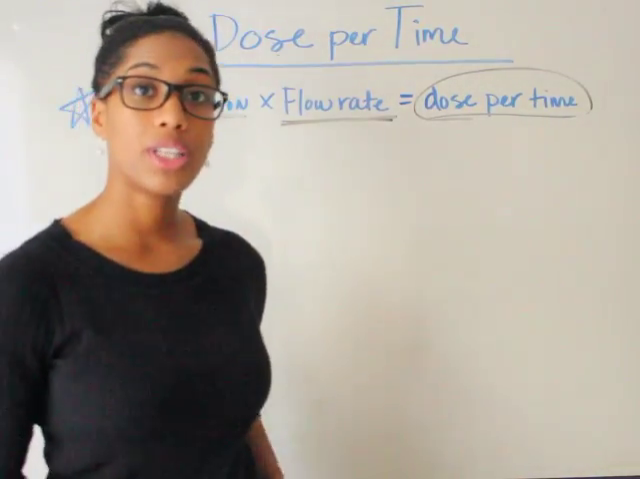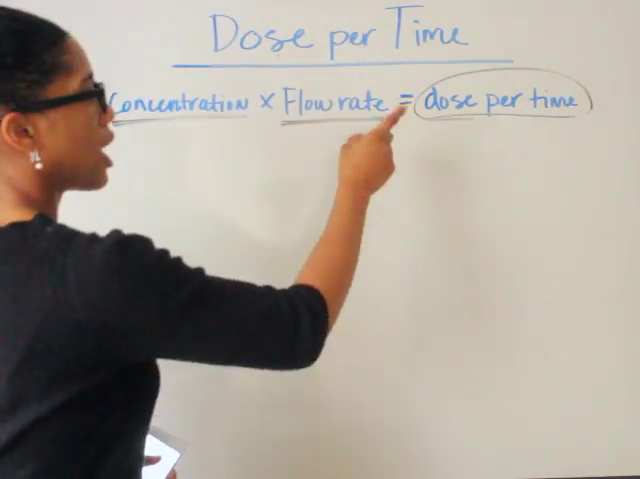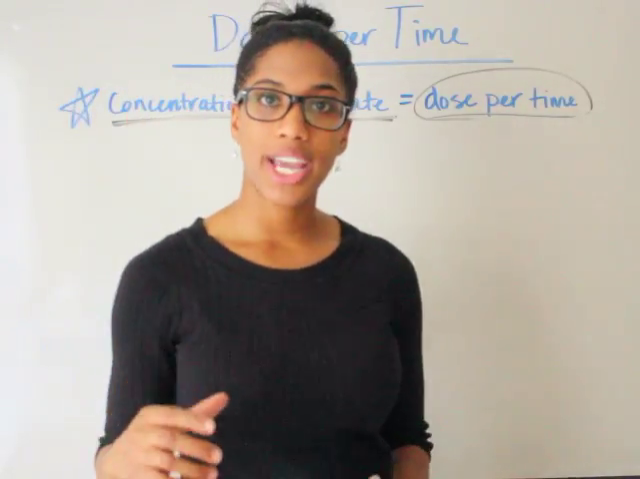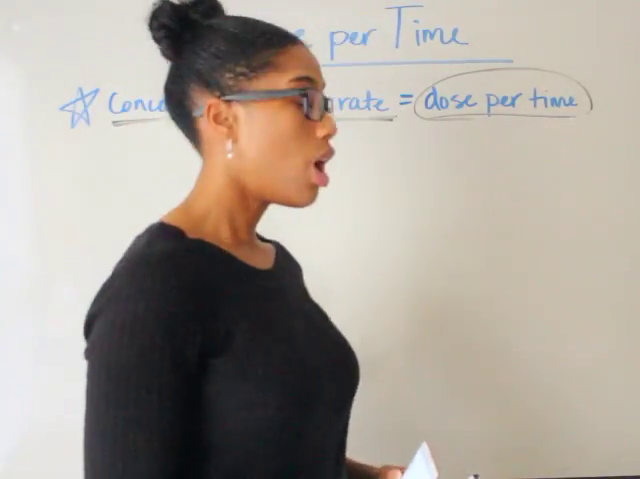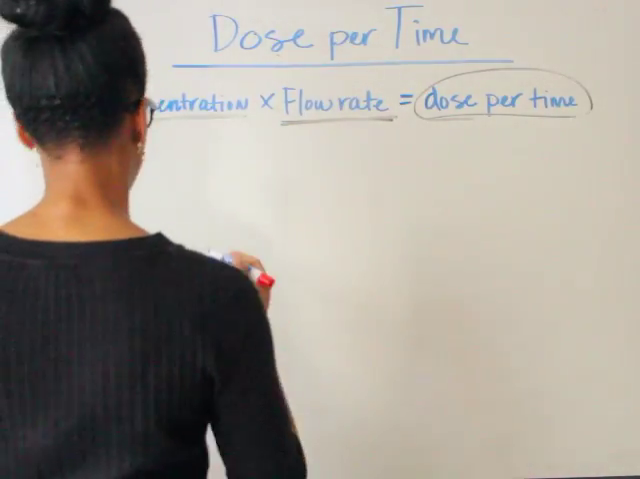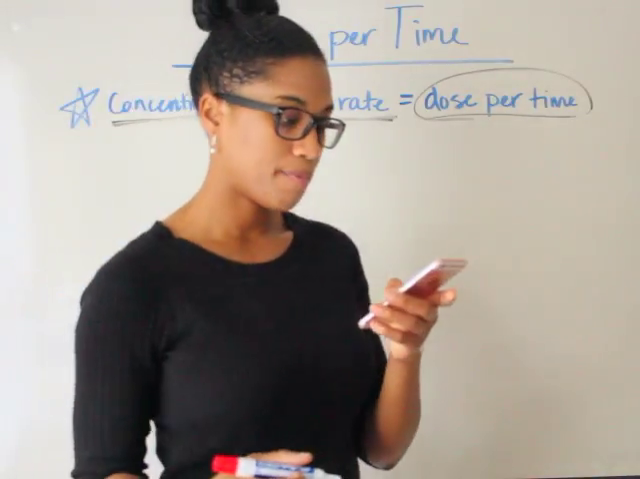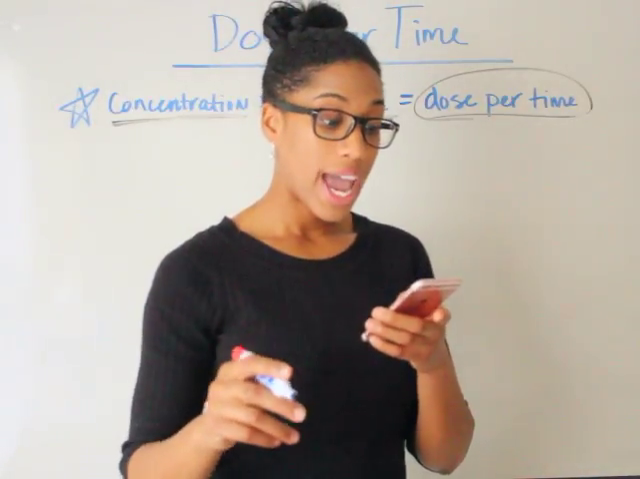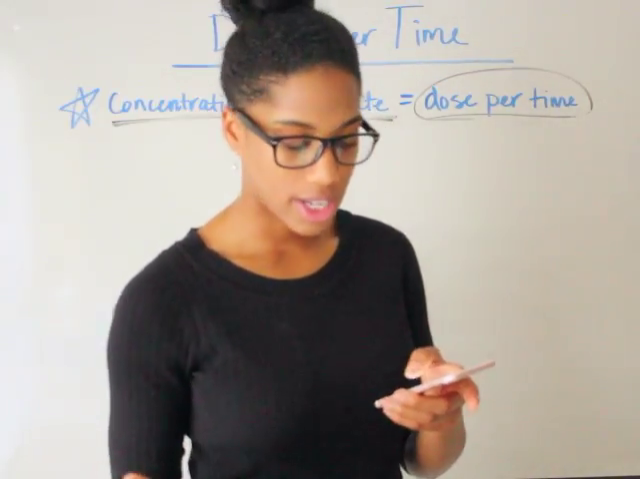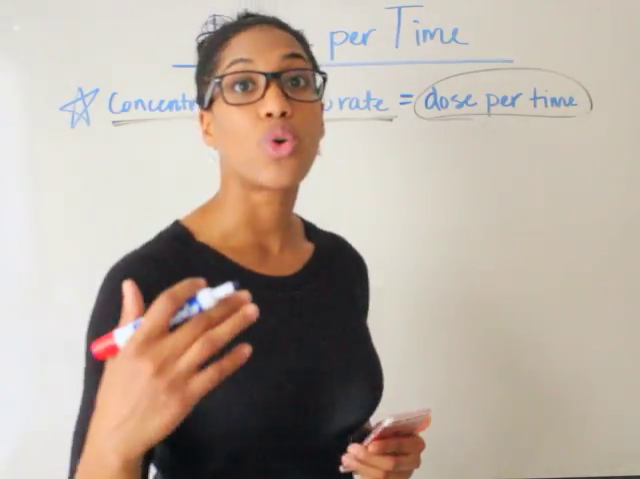Okay, so now we're going to look at calculating the second component that we need to get the dose per time, which is the flow rate. We talked about this more in depth in the previous video, but just for time's sake, I'm going to briefly run through it here. So here's an example. Let's say you have a 1,000 milliliter bag of NS, normal saline, and it runs over 8 hours. What is the rate?